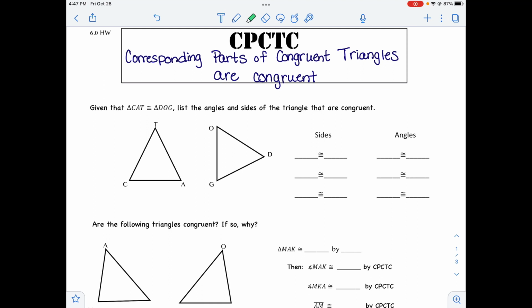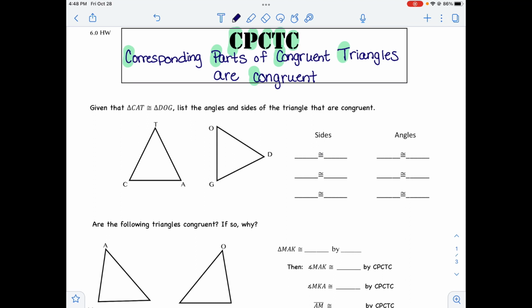So if we look, we have a C, and then we have a P, a C, a T, and a C. The corresponding parts of congruent triangles are congruent. Sounds pretty self-explanatory, but we have to prove those things. So there's a couple things that we have to remember. You always have to prove that the triangles are congruent first before you can prove that the parts are congruent. So sometimes you're given that, and sometimes you have to find out why.